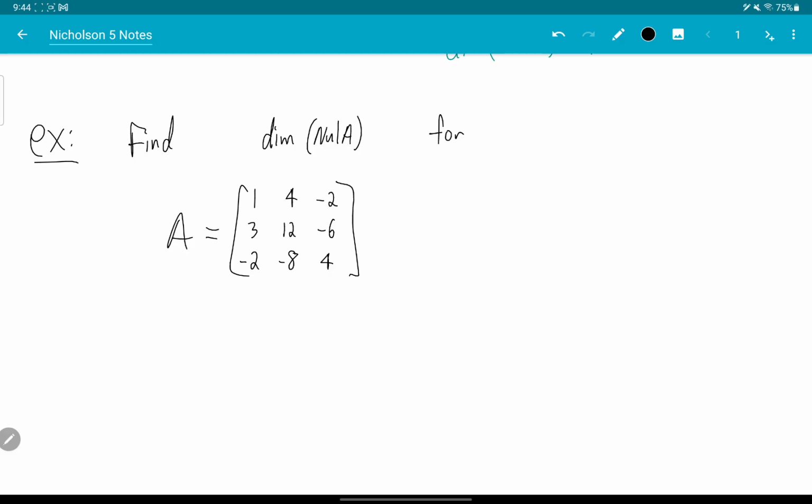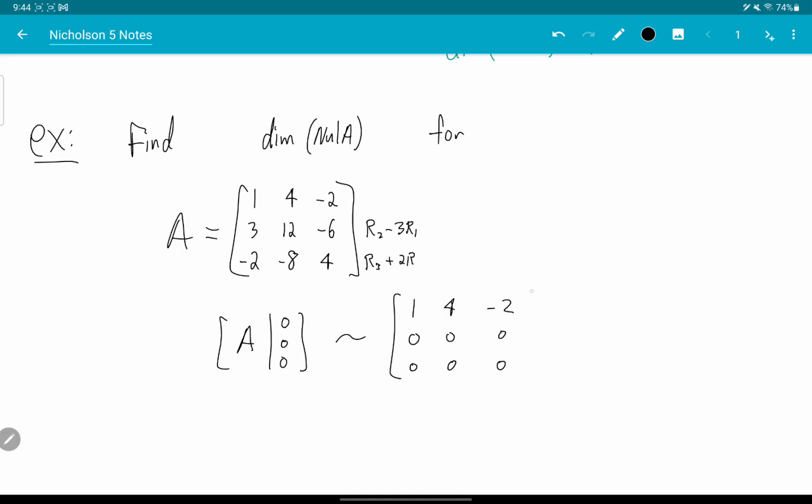Now, first thing I need to do is find a basis of null A. So my procedure there is to put A into a matrix like this. And if I row reduce that, if I do, let's see, row 2 minus 3 row 1, and row 3 plus 2 row 1, I get 1, 4, minus 2, and everything else is zeros, beautiful zeros.